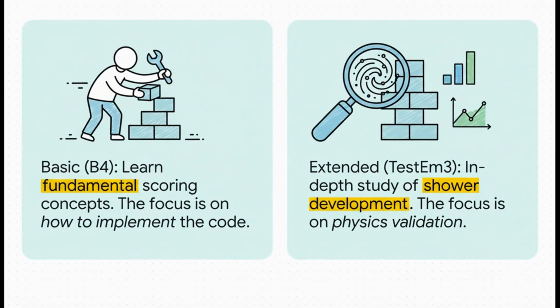To really see the difference, let's put 2 examples side by side. We just talked about the basic example B4, a simple calorimeter. Its focus is all about how to code the scoring. Now look at the extended example TestEm3. It's also a calorimeter, but its goal is a deep dive into the physics, studying shower development, validating energy flow. The focus shifts from how to implement to how to validate.